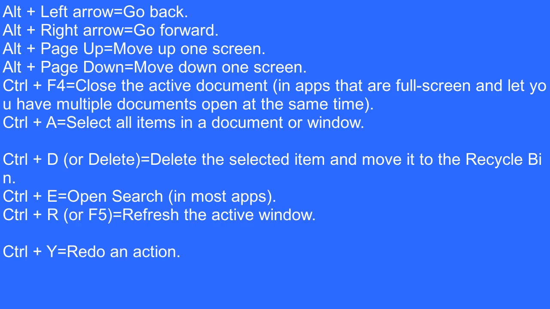Ctrl D or delete equals delete the selected item and move it to the recycle bin. Ctrl E equals open search in most apps. Ctrl R or F5 equals refresh the active window. Ctrl Y equals redo an action.